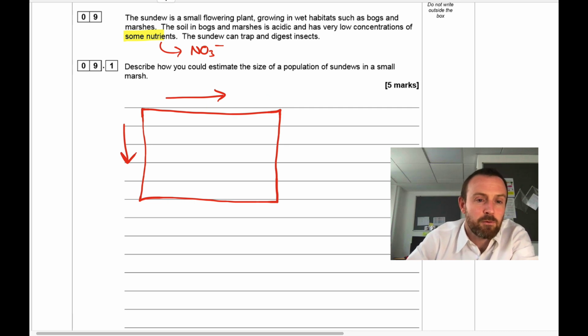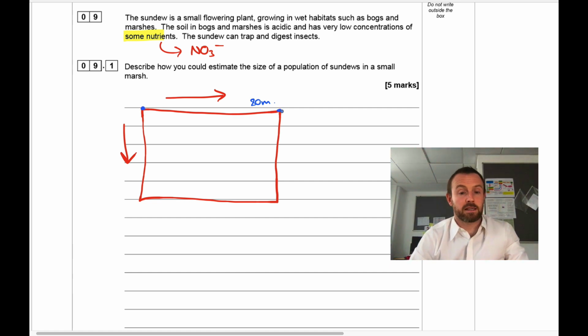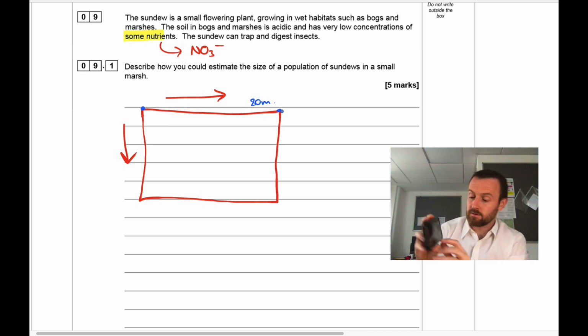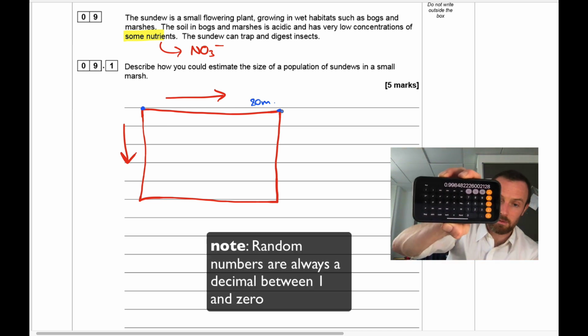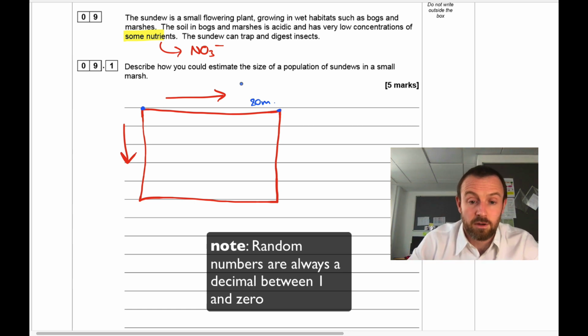If you haven't seen this before, this is what I'm talking about. So let's say this little marsh is 80 meters long. Well, you basically just use the random number generator on your calculator. It says rand. Let me just show you. There it is, rand. You get a random number like 0.99, times that by 80. That would give you a coordinate on this axis, and it happens to be 79, so right up here.